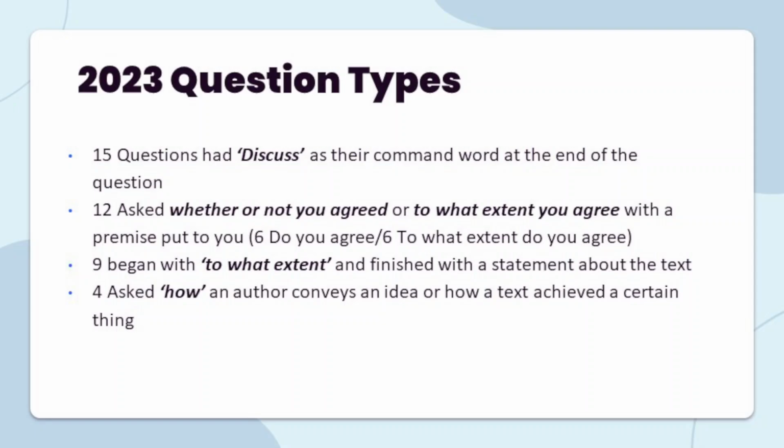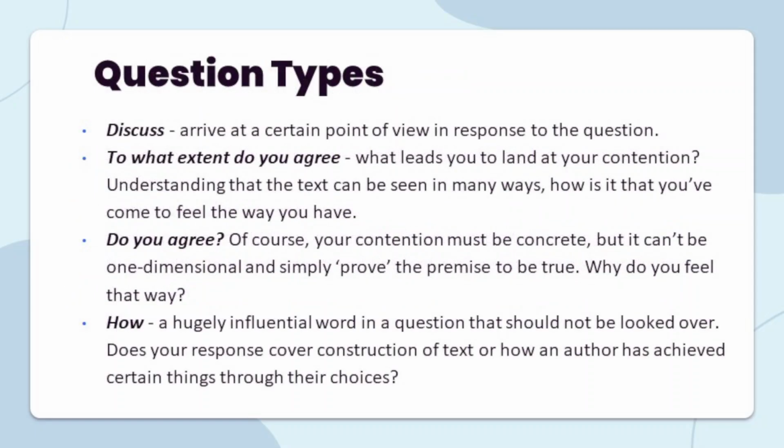So to discuss means that you arrive at a certain point of view in response to the question and you explore that idea in depth. So you're actually discussing and pulling apart that idea. To what extent do you agree? That's about what leads you to land at your contention. Understanding that the text can be seen and interpreted in many ways. How is it that you've come to feel the way that you have? How have you arrived at your interpretation of the text? And then, do you agree?